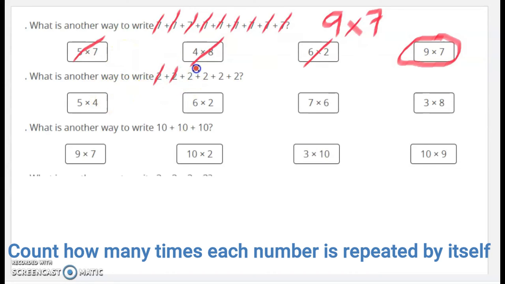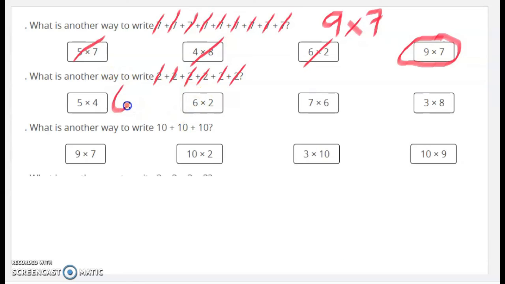And also we have here how many times the number 2 is being repeated. 1, 2, 3, 4, 5, 6. So the number 2 is repeated 6 times. 6 times 2. Okay, it's not this one, it's this one right here. It's not this one, and it's not this one either.